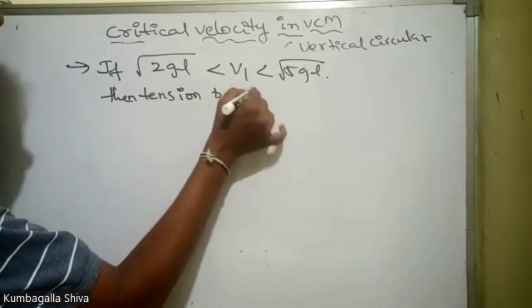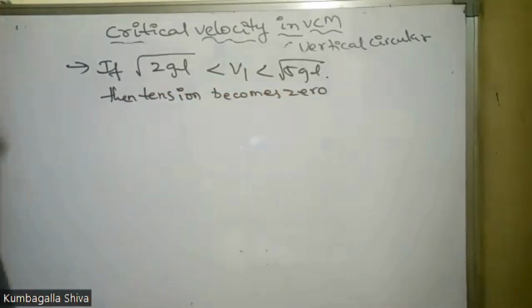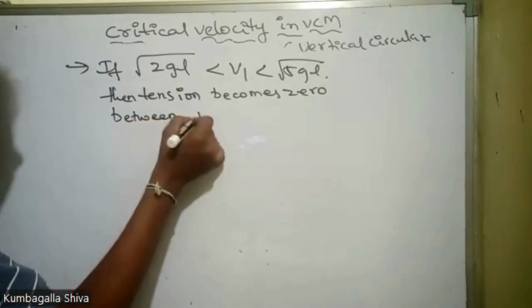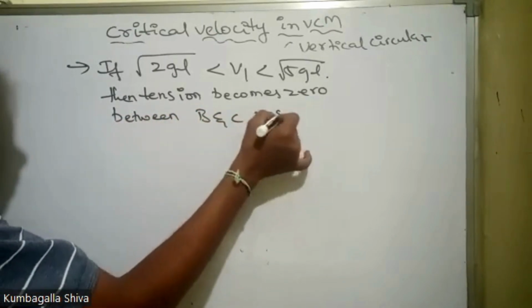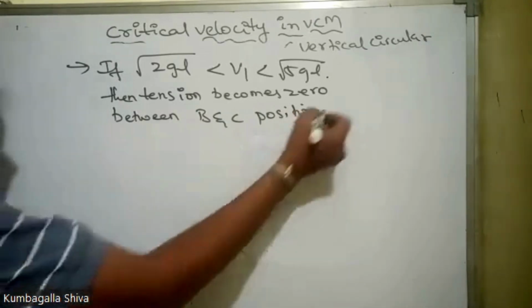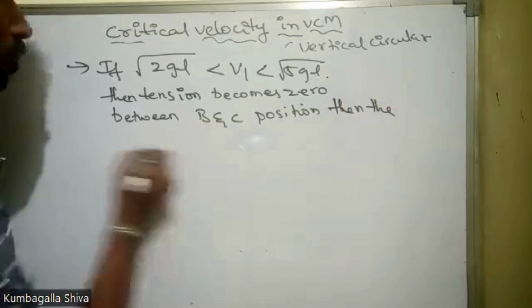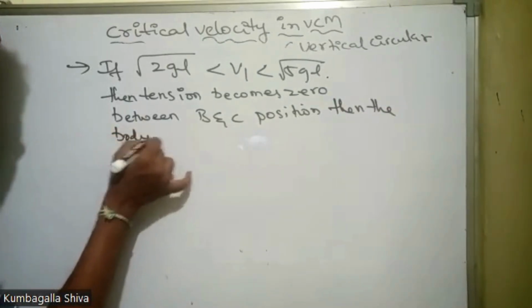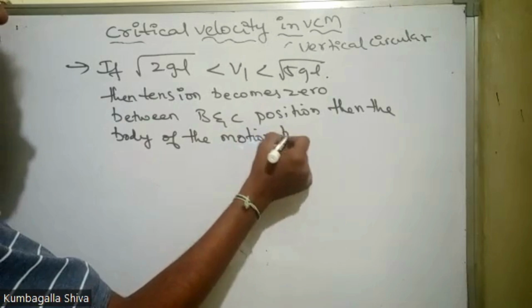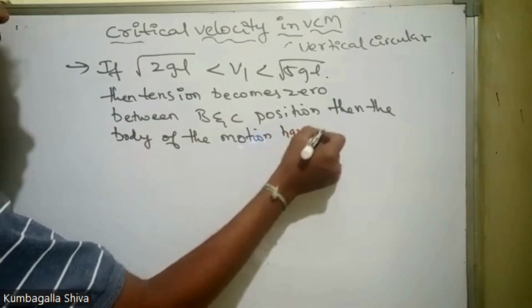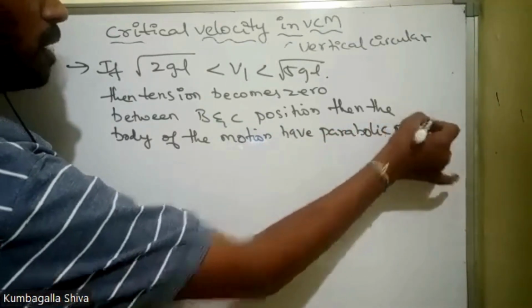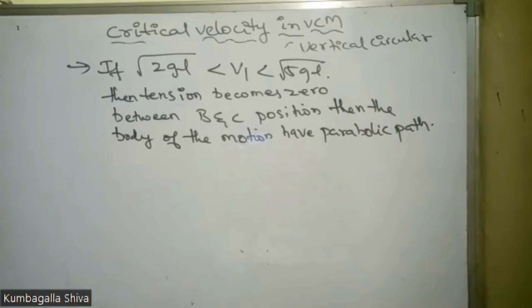becomes zero between B and C position. Then the body in motion has a parabolic path.